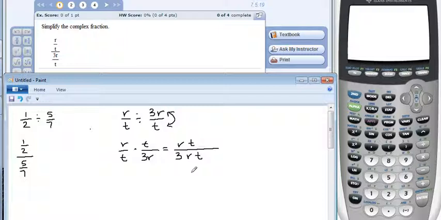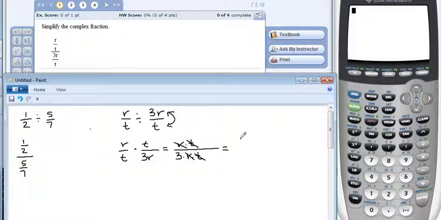Now, why did I do that? Well, usually your coefficient, your constant, goes first. And then I'll go in alphabetical order, just because my math lab likes that. I like it too. I don't know why. It just looks weird when I have t3r. Now, since I have products, everything's multiplied, right? Now I can start canceling.